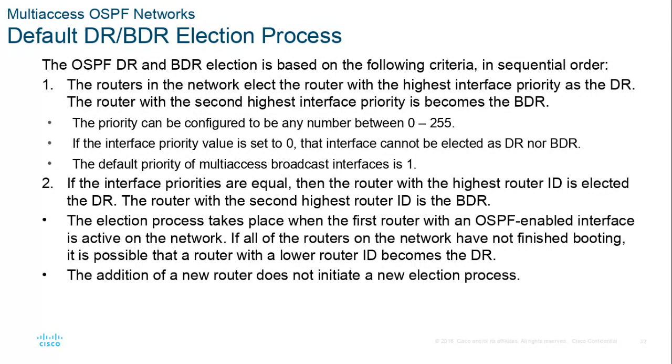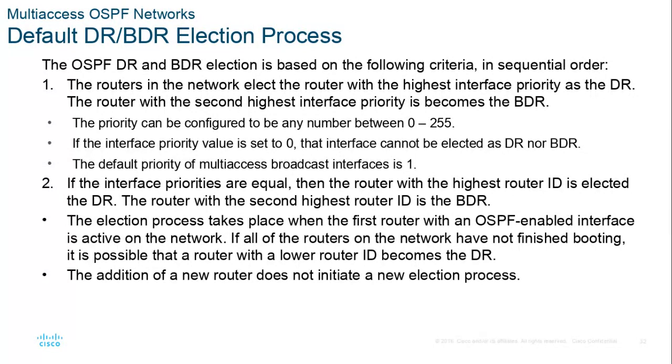And this takes place as soon as the first router with an interface becomes active on the network. So if all the routers haven't finished booting yet, it's possible that a router that you intended to become the BDR or DR won't become that. And if I just add a new router, that doesn't trigger a new election process. But what I can do, in an extreme case, is a copy run start and reload all the routers, and they'll probably be okay.